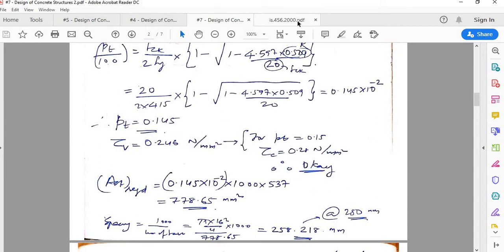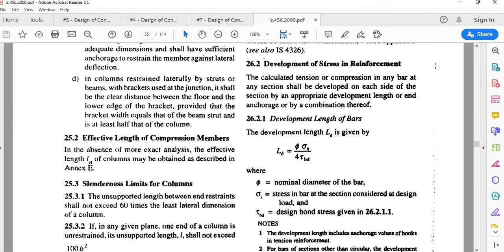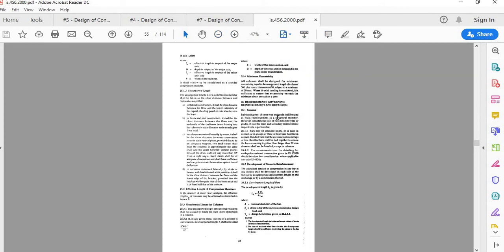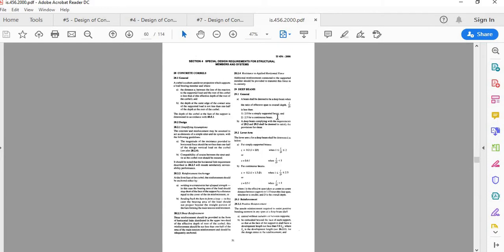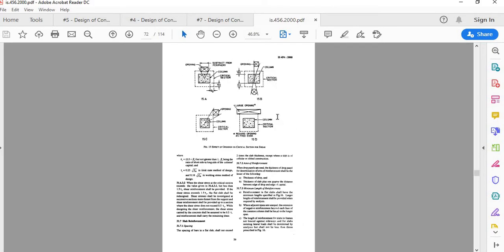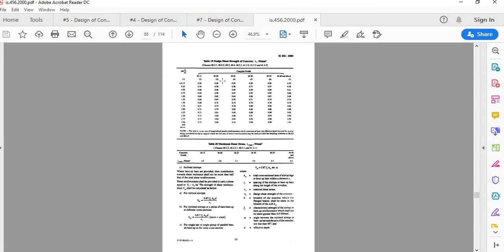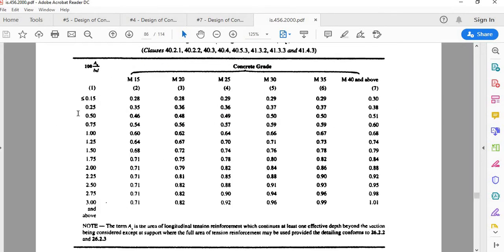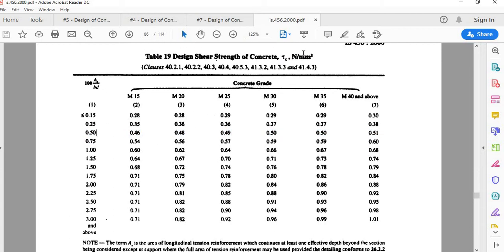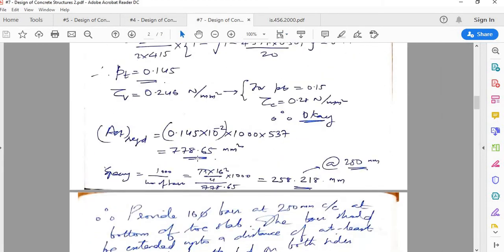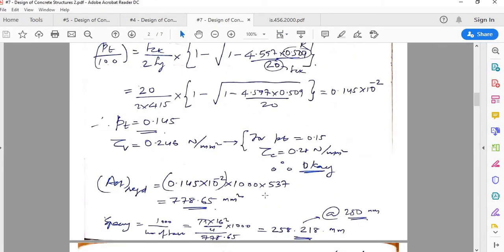Now I am not going to the shear capacity check again, but just one time I'll go there. So this is our table. For that pt, depending upon the grade of concrete, you can calculate tau c, and that should be greater than the actual shear stress that's coming. Okay, so that's it. For shear it is safe.